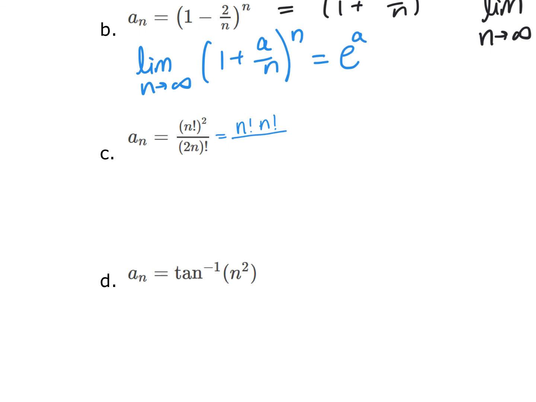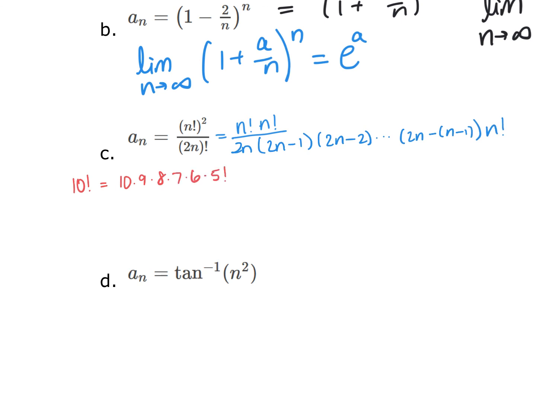Now in the denominator, I'm going to have 2n, 2n minus 1, 2n minus 2, 2n minus the n minus 1, and then I'm going to eventually have n factorial as well. And you're thinking, how did that happen? Well, let's look at 10 factorial. 10 factorial is 10 times 9 times 8 times 7 times 6 times 5 factorial. I'm just going to stop at 5 factorial.